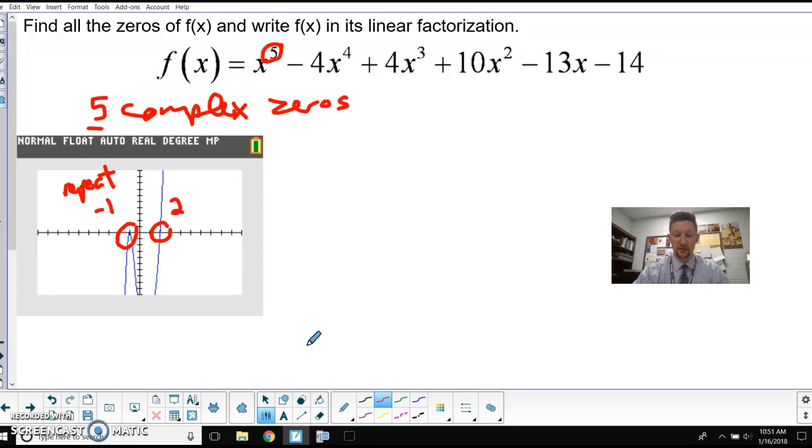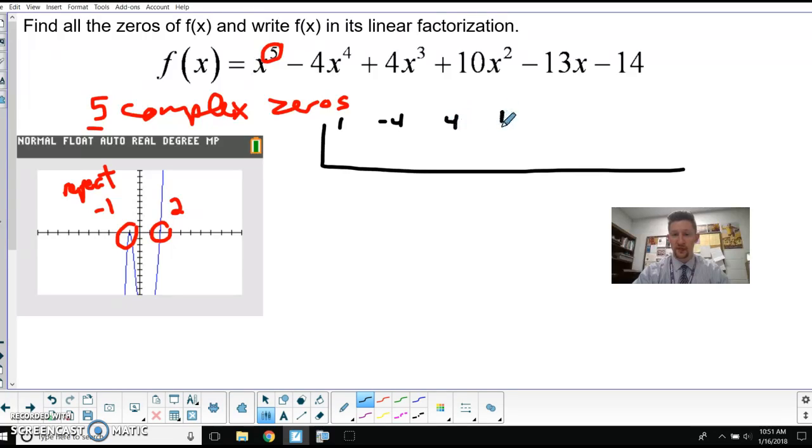Now to find those imaginary zeros and prove that these are zeros, I'm going to plug in these numbers, 2 and -1, using synthetic substitution. Remembering this from Algebra 2, I'm going to write out the coefficients of my polynomial: 1, -4, 4, 10, -13, and -14. Then I draw that half rectangle. This is how synthetic substitution works. Then I'm going to take 2. If 2 is a zero, I'm going to plug in 2.